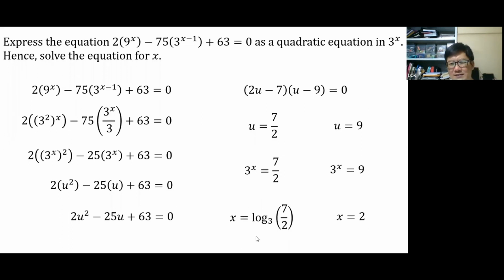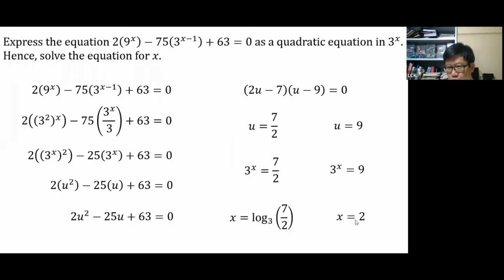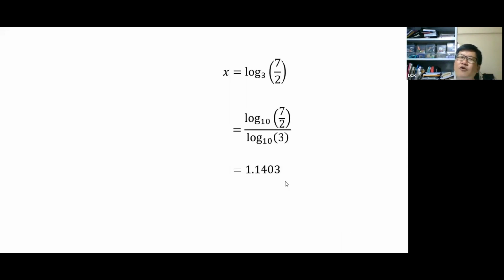Now, how do we handle this? Log base 3 of 7 over 2 is simply log base 10 of 7 over 2 divided by log base 10 of 3. We haven't done logarithms yet. I plan to do it like 2 weeks from now, but take it from me just now. We have not done it, but I'm just using it without having taught it yet. Once you key this into your calculator, you have 1.1403. That's it. Very, very simple. So your solutions are x equals 2 and x equals 1.14. Solved.